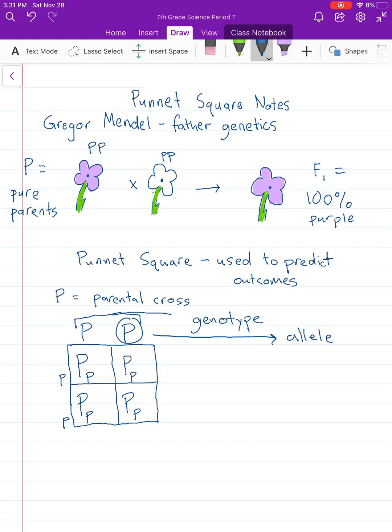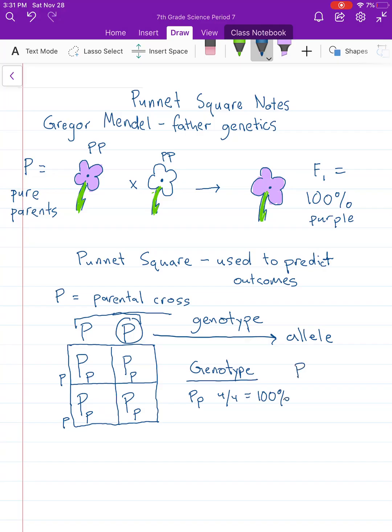Learning to write better with this stylus here. But anytime I do a Punnett square in class, and to get full credit for my class, you need to do this. You need to decode your genotypes and your phenotypes. So off to the side, I will write genotype. And you can see here, we have four of the same genotypes. They're all big P, little p. So 4 out of 4 equals 100% big P, little p.